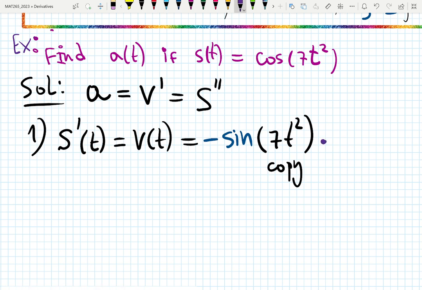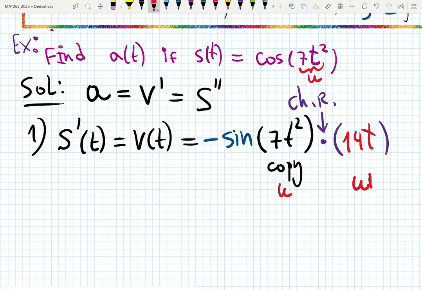Times, exactly. Chain rule steps in and says, please continue. Derivative of the function inside. So if copy was u, this is u prime. Let me put it in red. If u was the function inside, now we're going to find u prime, where u was 7t squared. Gives you what?